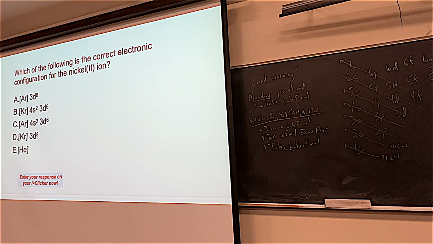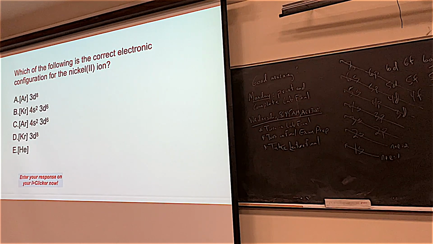Outstanding. So nickel, if you go backwards, the nearest noble gas is argon. So neutral nickel would have an argon core. It would have 4s2, as with calcium, and then 1, 2, 3, 4, 5, 6, 7, 8, so it would have 3d8. So neutral nickel would have argon, 4s2, 3d8.